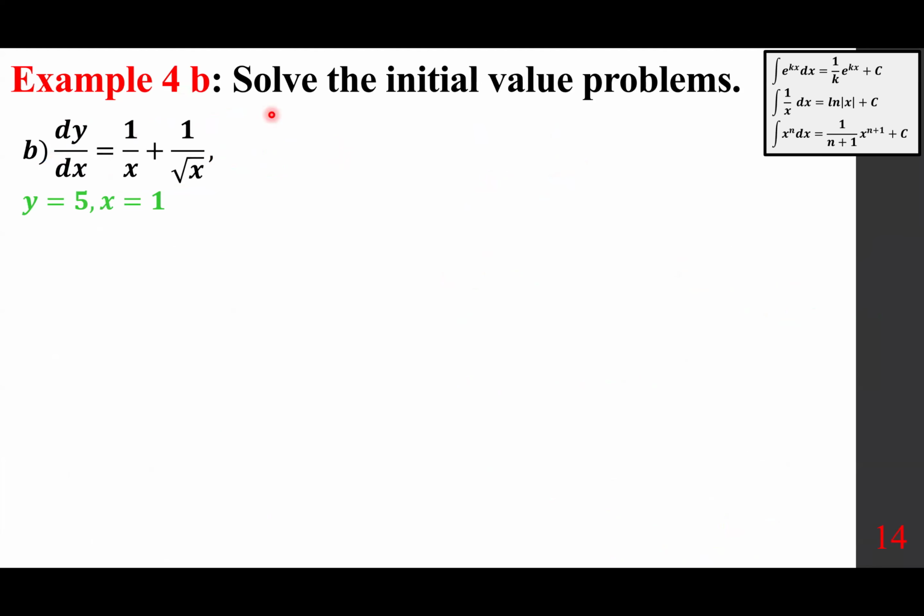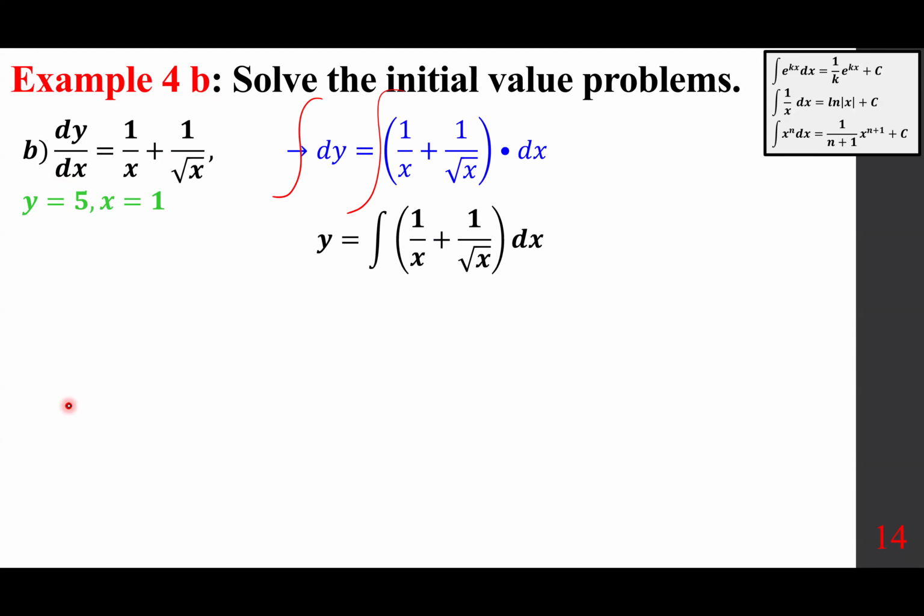Here's another example. dy dx is 1 over x plus 1 over square root of x. y at x equals 1 is 5. This means the pair 1 comma 5, and we are going to ignore it for now. We are going to work on this by putting the dx to the right, and we are going to integrate both sides. Obviously, the left side becomes just y. We're going to work on the right to do so.